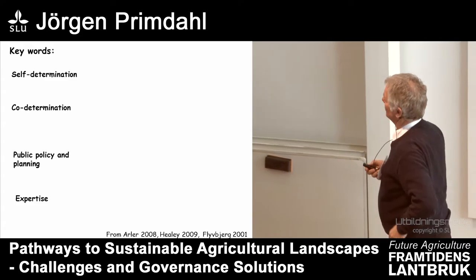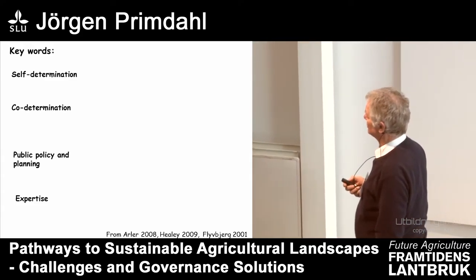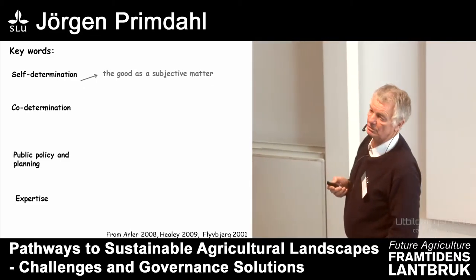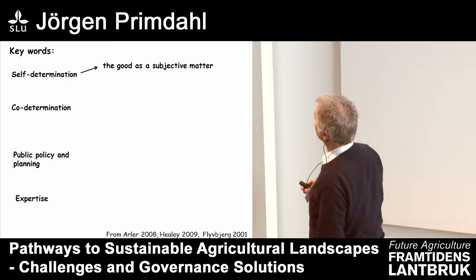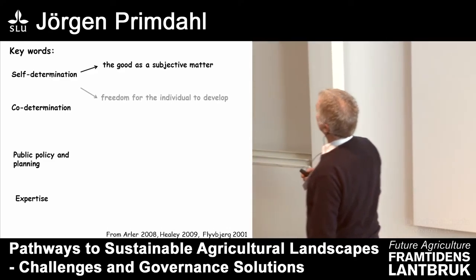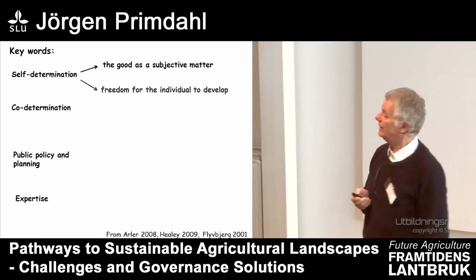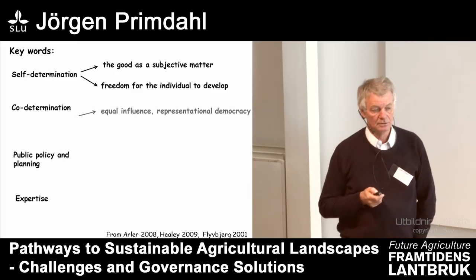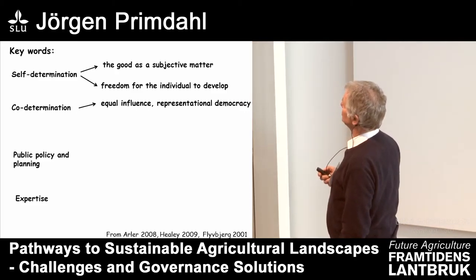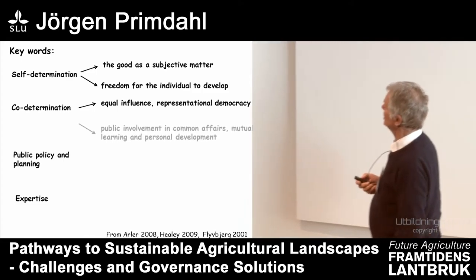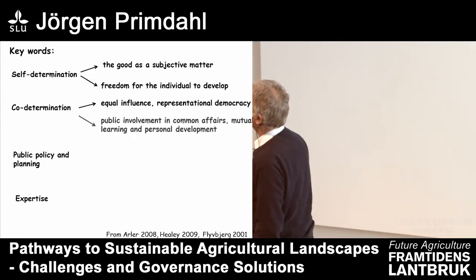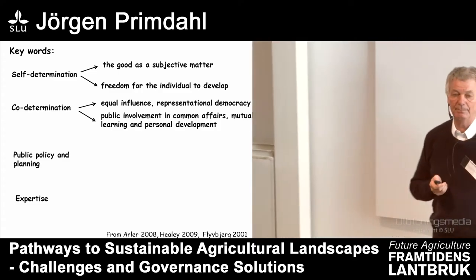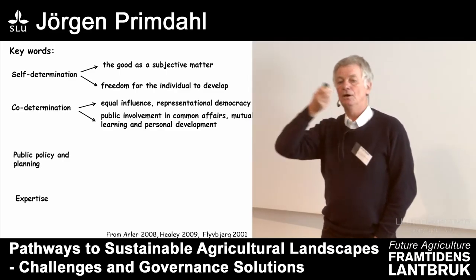A very few things about these different concepts. Self-determination: the good is something which is subjective, defined by the individual. Freedom is also very important here, freedom for the individual to develop, to make choices. Co-determination is about equal influence, representational democracy, for instance. It's also about public involvement in common affairs. It's about mutual learning and personal development within the frame of community.